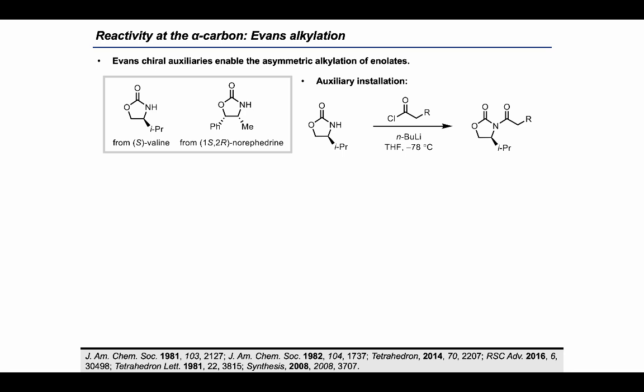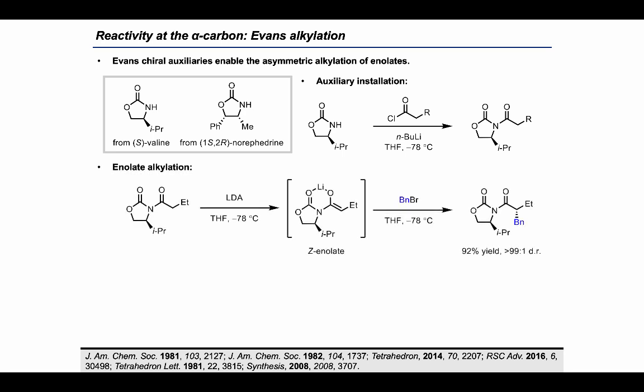With the chiral auxiliary installed, a diastereoselective alpha alkylation reaction can then be carried out, in which the auxiliary influences the stereochemistry at the newly formed stereocenter. The imide is first deprotonated at the alpha position, typically with LDA.